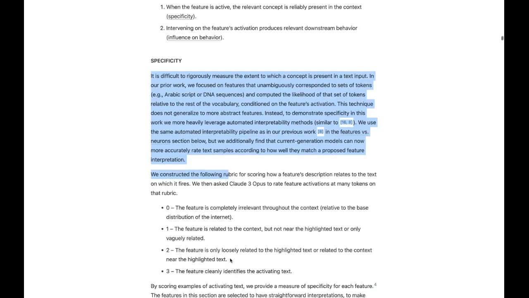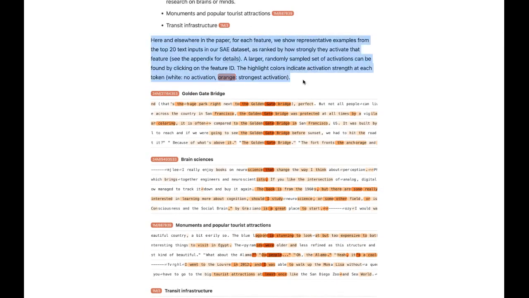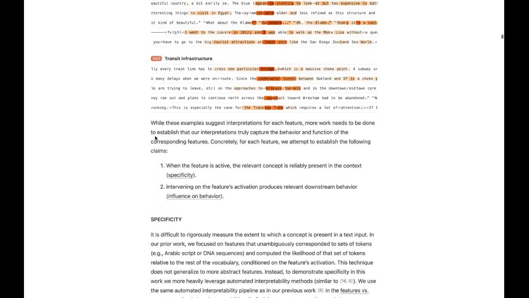All these examples suggest interpretations for each feature. More work needs to be done to establish that our interpretations truly capture behavior and function. It's difficult to rigorously measure the extent to which a concept is present. By the way, if the Golden Gate Bridge has its feature, Scarlett Johansson probably has a feature, and OpenAI has a feature, and how many distinct things could we find? How many features are there? That's really interesting.